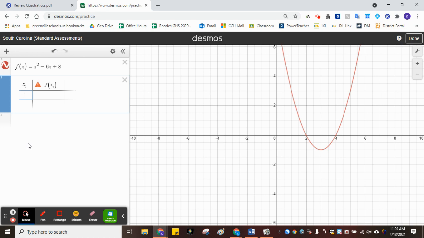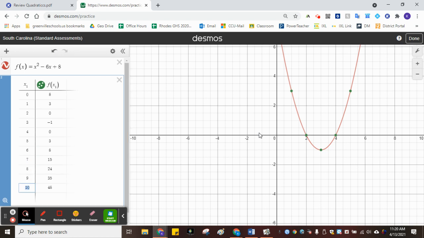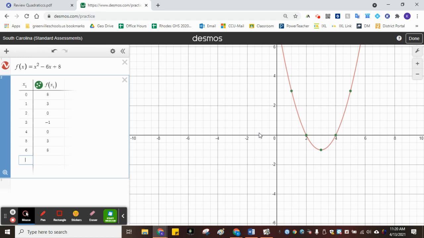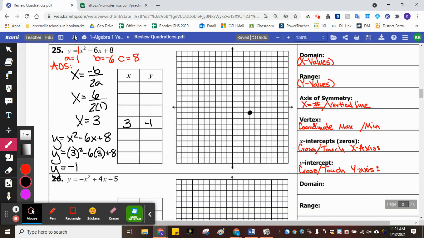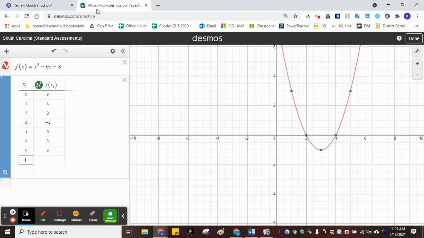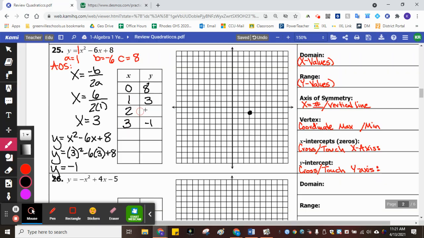And I want 3 to be in my middle. So I'm going to start at 0. 1, 2, 3 is the middle. 4, 5, 6. And you can plug in any number you want. 7, 8, 9, 10. This goes on forever. The table gave me 7 points, so I'm going to graph 7 points. So 0, 8, 1, 3, 2, 0. And it's just this easy.